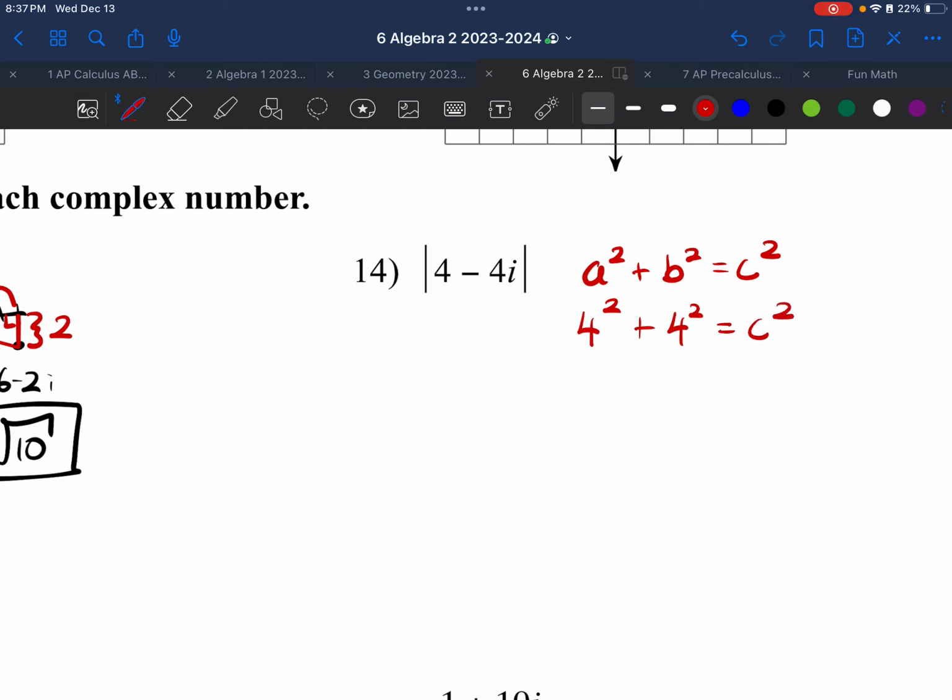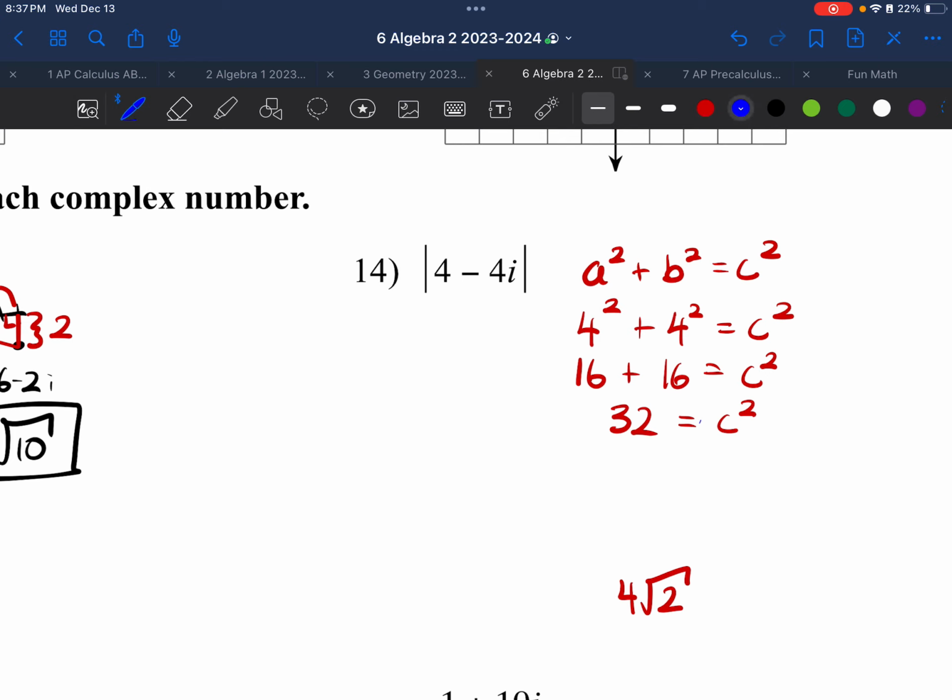If you know your special right triangles, you might notice that this is going to be a 45, 45, 90 because these two lengths match, and you can immediately jump to the answer of 4 square root of 2. If you don't know how to do that, I will show you the long way here. 4 squared is 16. 4 squared is 16. That's going to be equaling c squared. 16 plus 16 is 32, which is c squared.